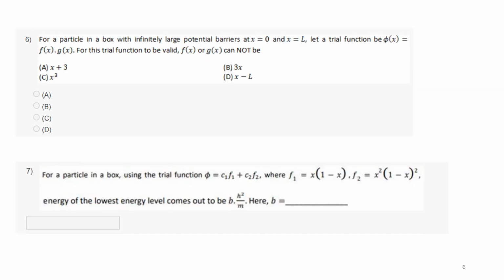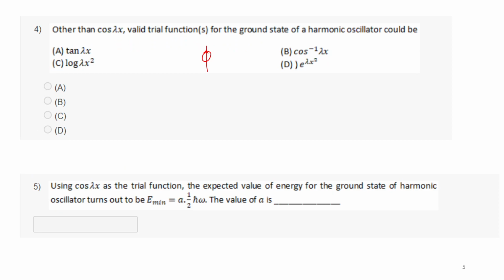Number 5, using cos lambda x as the trial function. The energy given for this is this much, and what is the value of A? We solved this and we got the answer.